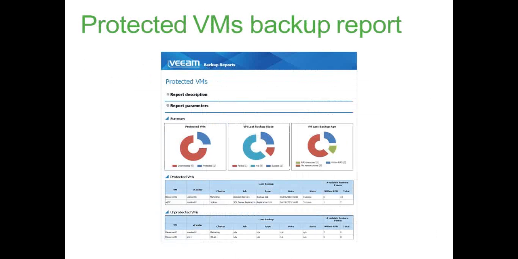Protected virtual machines backup report. The protected and unprotected virtual machines report shows you which VMs have valid recovery points for a specified amount of time. It also includes information on the completion status of recent backup jobs and replication jobs, with the number of restore points available from each listed virtual machine, which helps you identify the virtual machines that lack proper backup protection, either because of failed or outdated backups or other configuration errors.